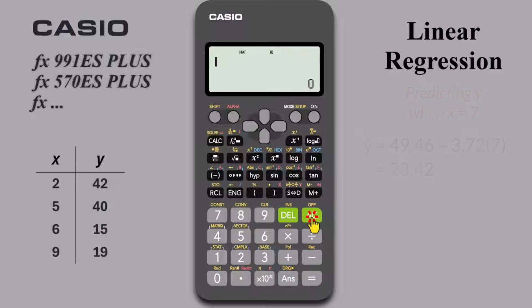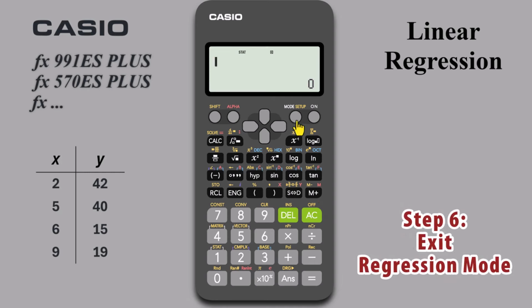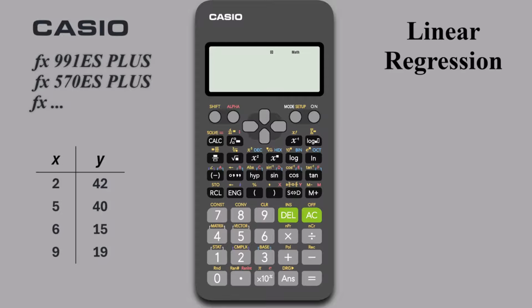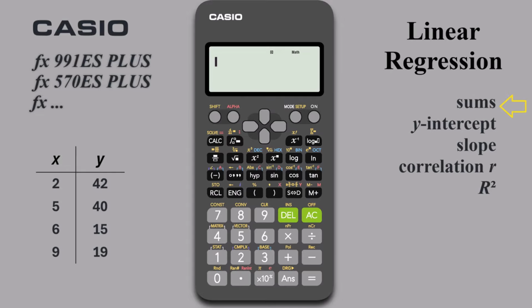To return to general calculation mode, press the Mode button, then 1. And that's how to perform simple linear regression on the Casio FX ES Plus series calculator. We obtained sums, the intercept, slope, the correlation coefficient, coefficient of determination, and made a prediction.